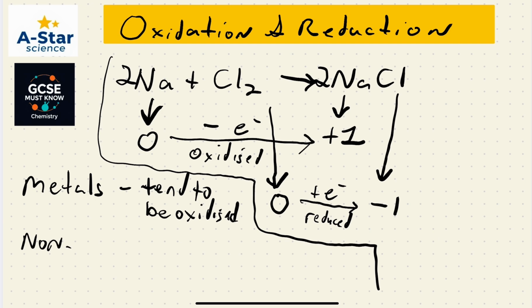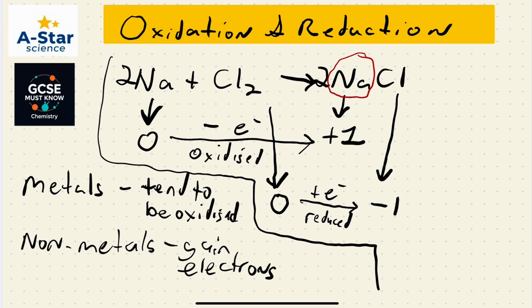Whereas nonmetals gain electrons, particularly those in group 6 and 7, which are the halogens, as well as the oxygen group, the group that oxygen is in, group 6. And so that's an easy way to remember. If they are metals such as sodium, they tend to be oxidized. And if they are nonmetals such as chlorine, they tend to be reduced. That means they will gain electrons.